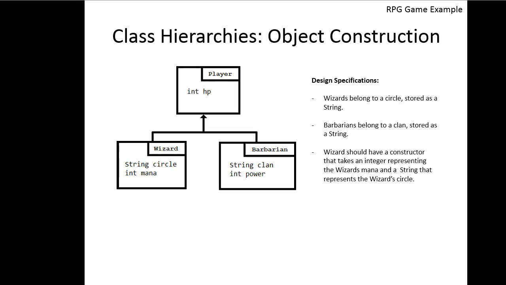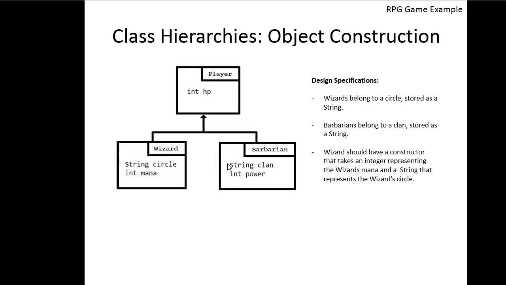Wizards are going to belong to a circle, and that's going to be stored as a string. Barbarians are going to belong to a clan, and that's stored as a string as well. Since the circle only applies to the wizard, we're going to put that field in the wizard class. The same thing goes with the clan. Because barbarians are going to belong to a clan, we are going to store that string in the barbarian class.